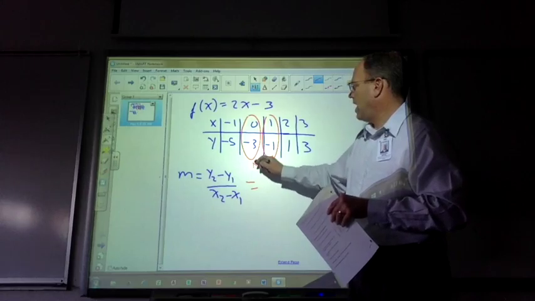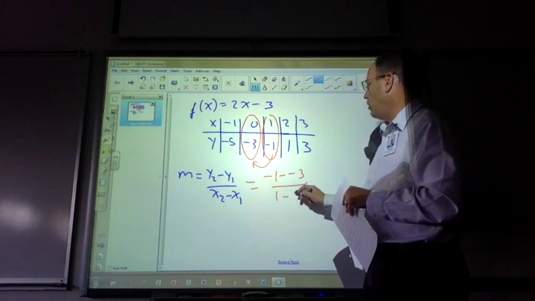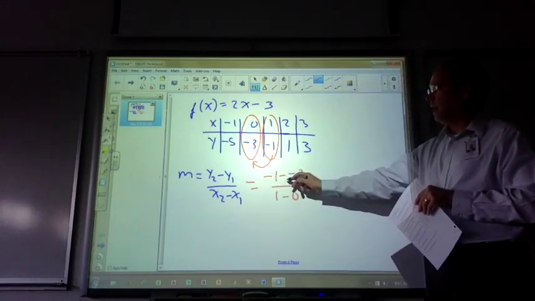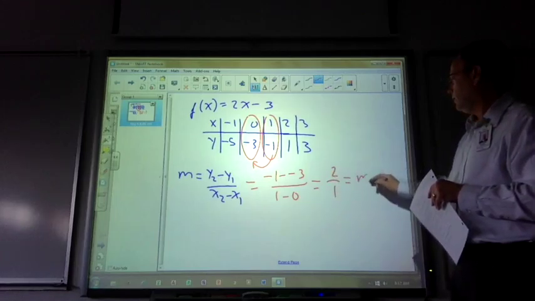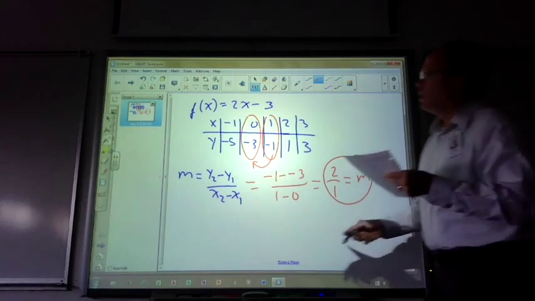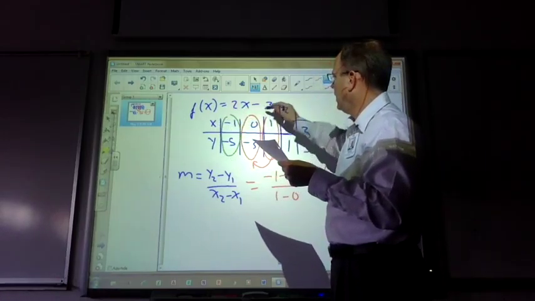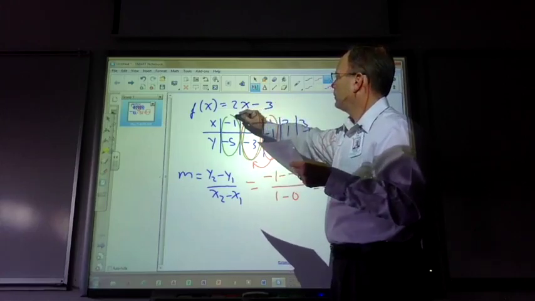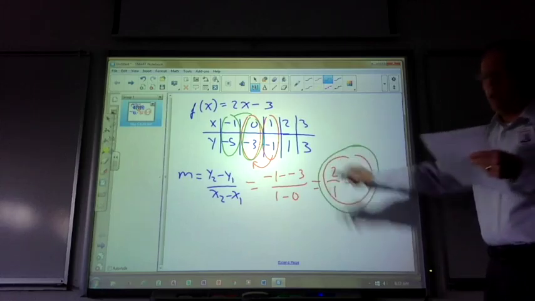I'll go that way. So I'm going to go -1 minus 3, and 1 minus 0, which that's plus. So -1 plus 3 is 2, 2 over 1. That's my average rate of change. It's the slope. Okay, find the average rate of change between -1 and 0. Being it's linear, the average rate of change has to stay the same. The slope is always consistent. So for the next question, this is also the answer.